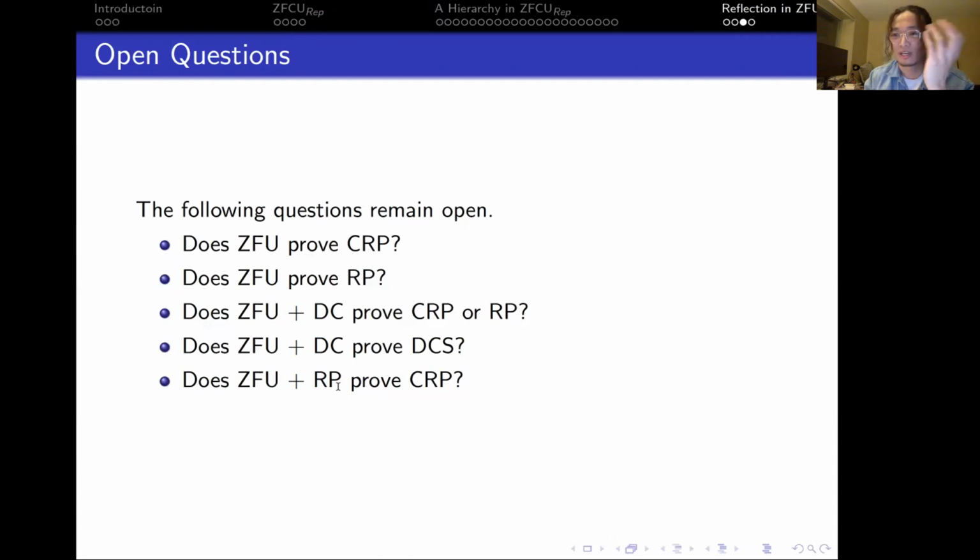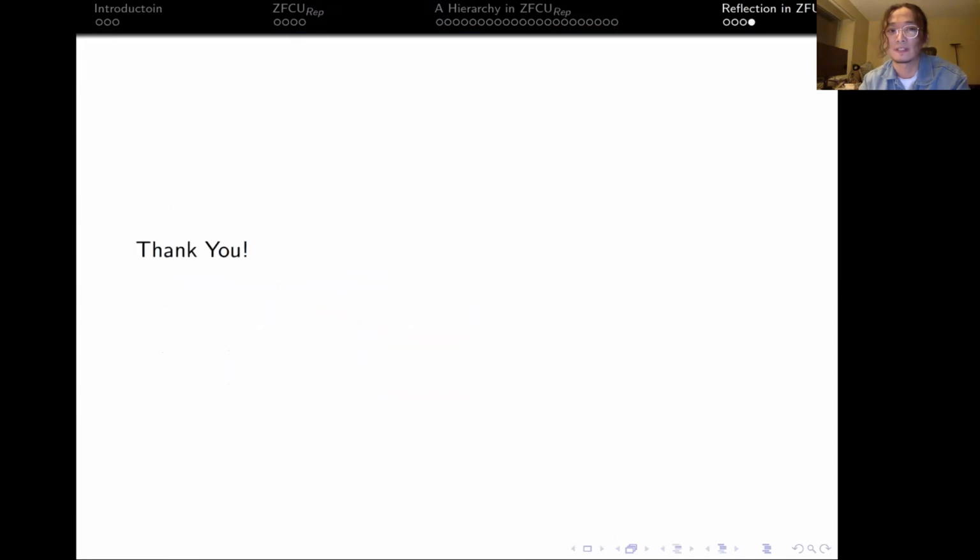Are these two reflection principles equivalent over ZFU? We don't know. And we can even strengthen ZFU a little bit by adding dependent choice. But we don't know if this theory proves CRP or RP, or even the dependent choice scheme. So yeah, there are lots of things to explore in this area. I hope this might interest some of you. That's it. Thank you.